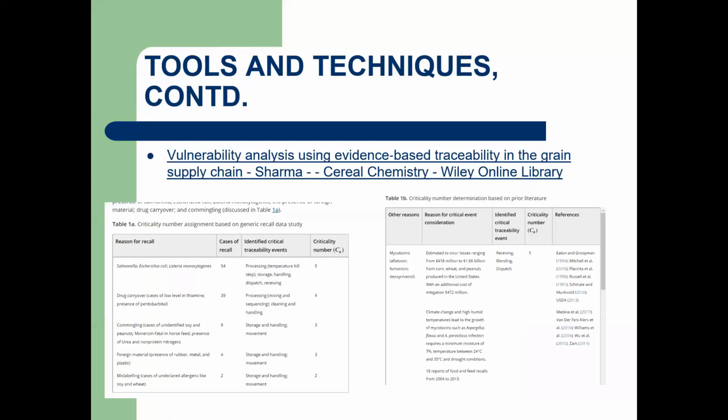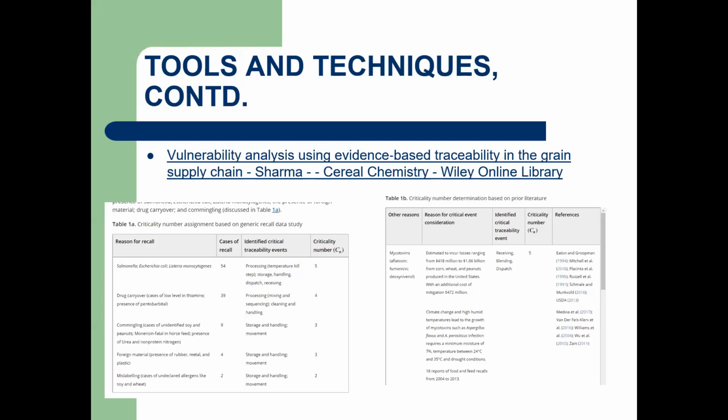Another tool or technique, I would say, is my very own paper that's published in Cereal Chemistry. It goes by the name of Vulnerability Analysis Using Evidence-Based Traceability in the Grain Supply Chain. That's why I talk a lot about grains, because that was my research work. It was NIST's idea to do it. It was a current industry problem. We had the verbiage like critical traceability events and key data elements, but no one knew how to mathematically quantify all those things and bring these two together as a traceability plan.